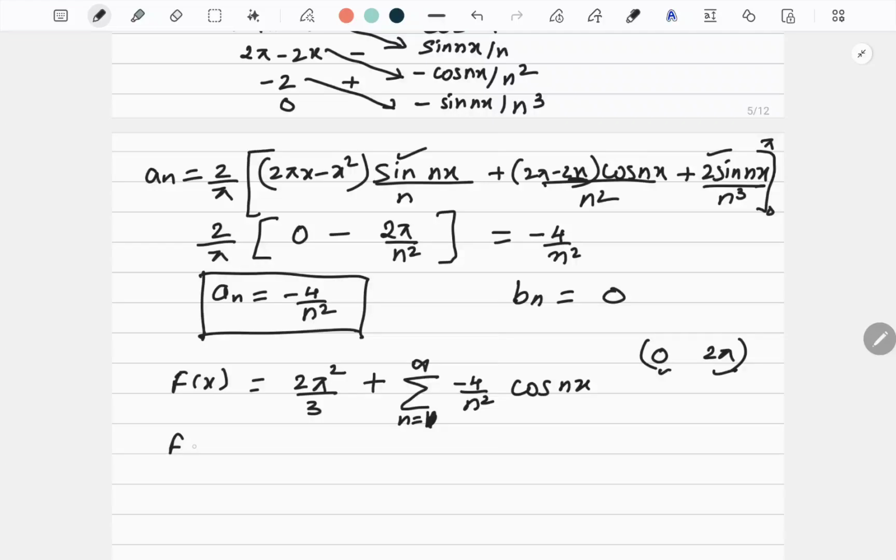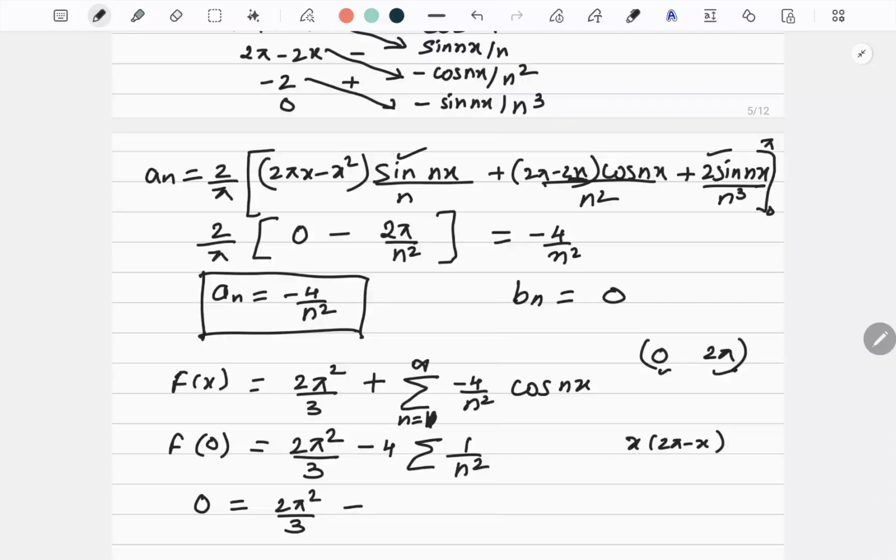So now if I put 0, f of 0 is equal to 2 pi square by 3 minus 4 summation 1 by n square, since cos 0 is 1. Correct? Now, what is the value of f of 0? What was my question? My question is x into 2 pi minus x. So in this, if I put x equal to 0, I'll get 0 only. So 0 is equal to 2 pi square by 3 minus 4 summation 1 by n square. Implies 2 pi square by 3 is equal to 4 summation 1 by n square.